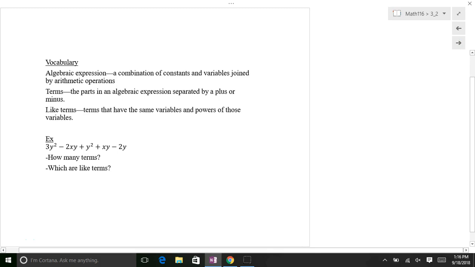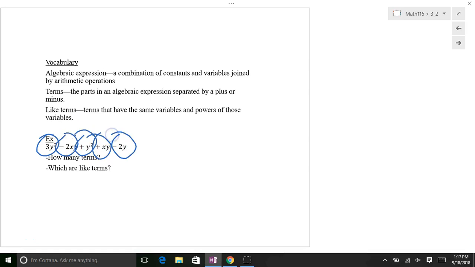So a little bit of vocabulary. An algebraic expression is just a combination of constants and variables, as you see down below with the example. The terms are the parts in an algebraic expression separated by a plus or minus. So like that's a term, that's a term, the y squared is a term, the xy is a term, minus 2y, that's a term. So how many terms does it have? There's 5 terms total.